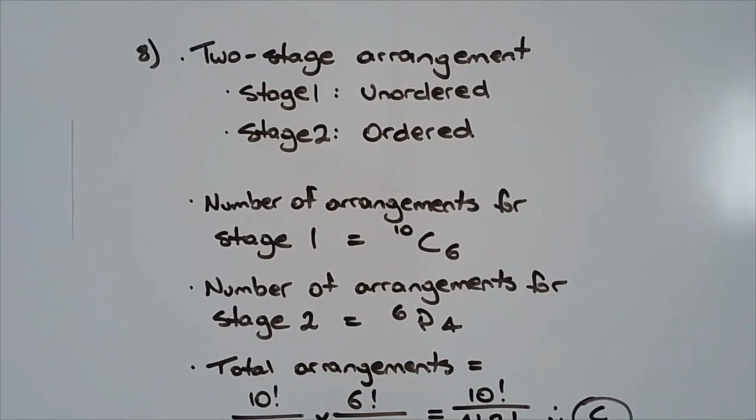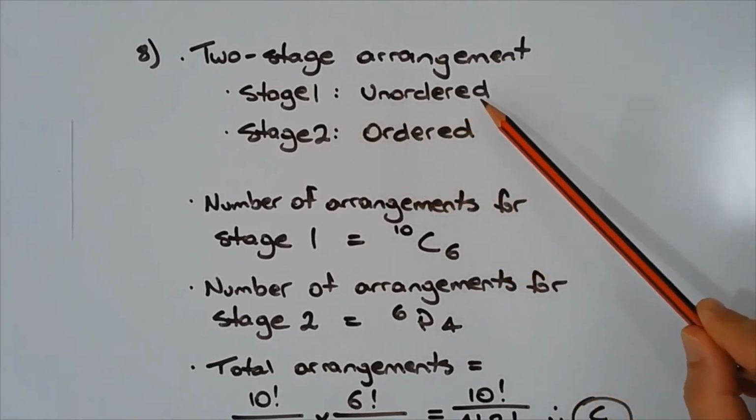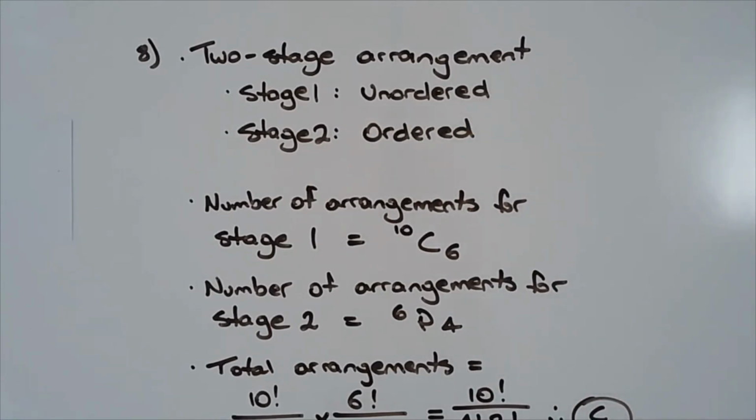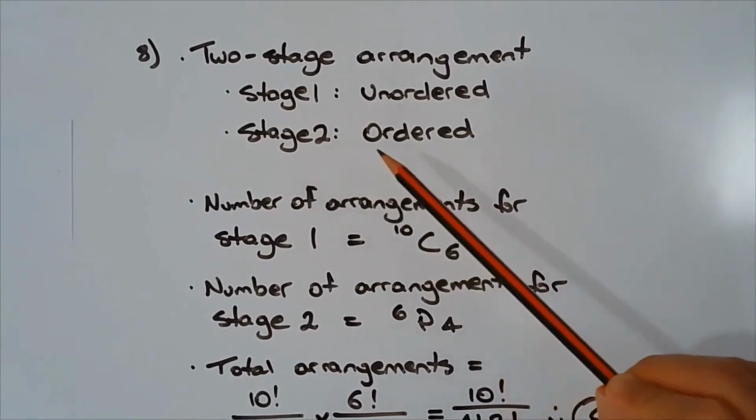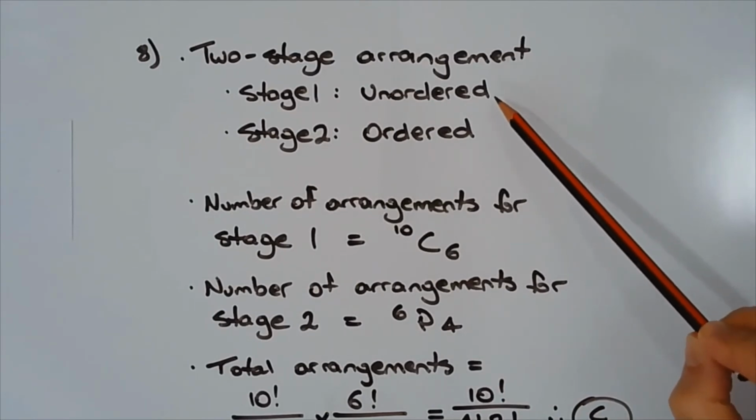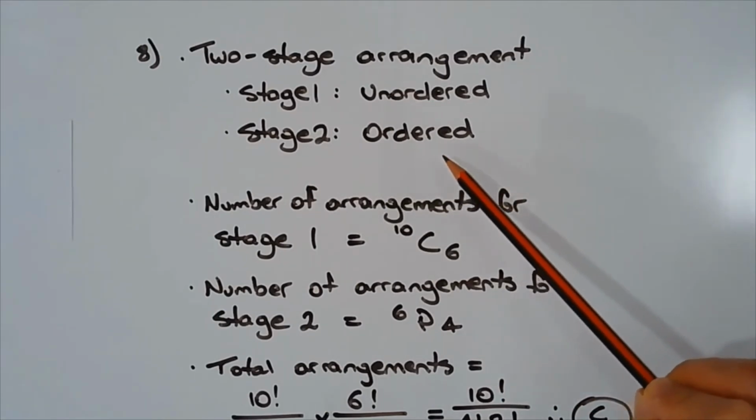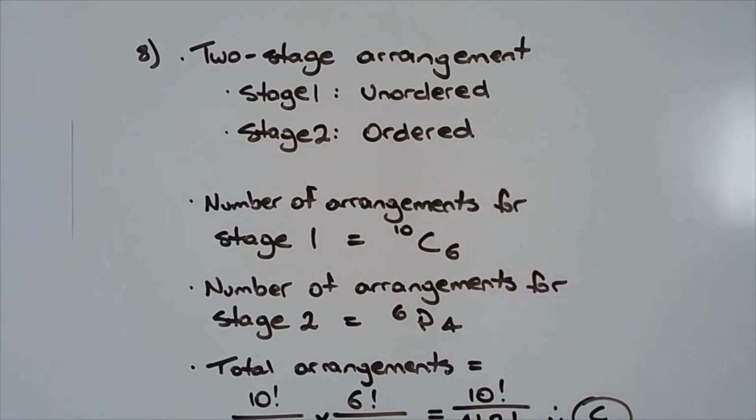We may describe this situation as a 2-stage arrangement. Stage 1 involves an unordered arrangement where 6 people are chosen from 10, and stage 2 involves an ordered arrangement where out of the 6 people chosen, we're going to choose 4 people and then rank them first, second, third, and fourth. Now the number of arrangements for stage 1 is equal to 10 choose 6.